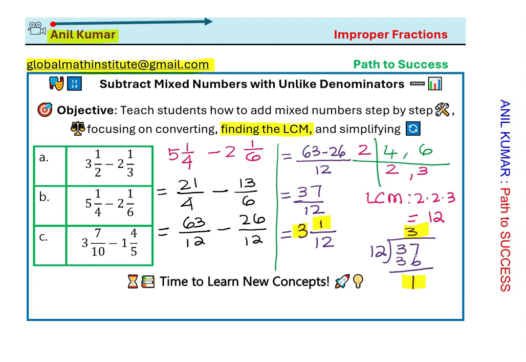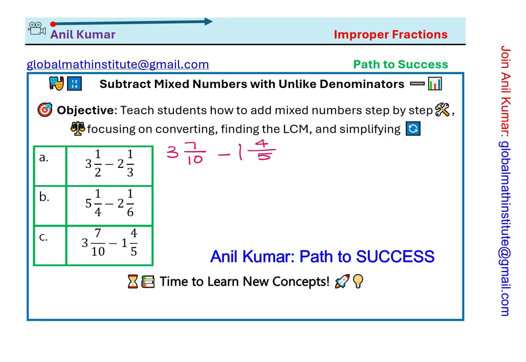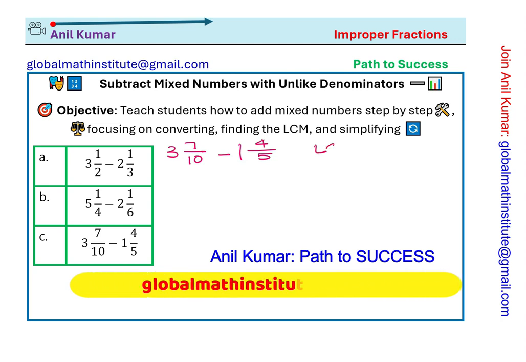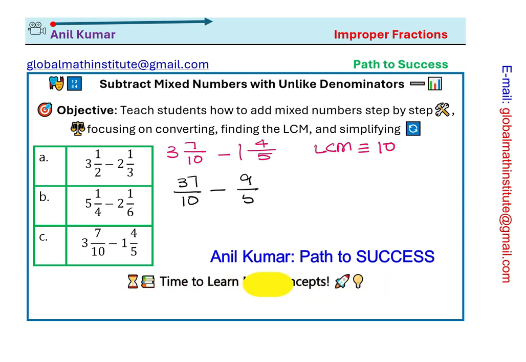Great. Let's now look into the third question here, which is 3 7 over 10 minus 1 4 over 5. Now, in this case, 10 is a multiple of 5. So we don't have to do much. We know that we need to convert it to an LCM of 10, right? Correct. Well, the first step will be to convert that to improper fractions. 3 times 10, 30 plus 7, 37 over 10, minus 5 plus 4, 9 over 5.